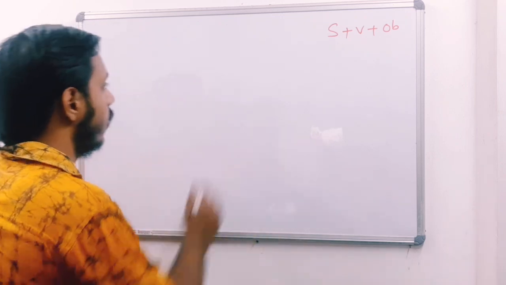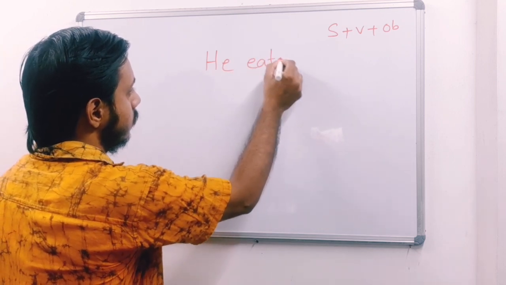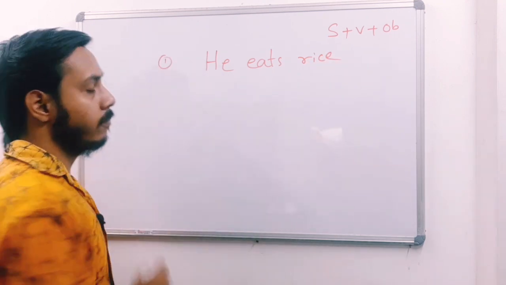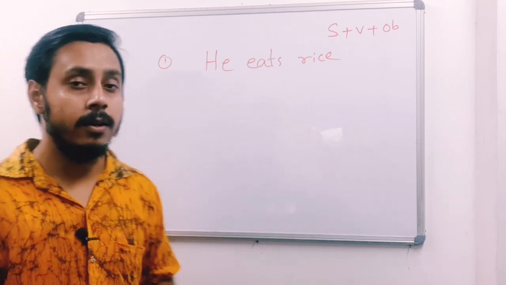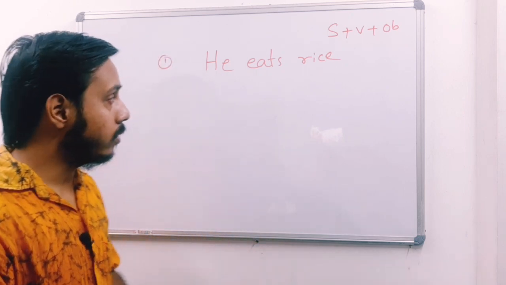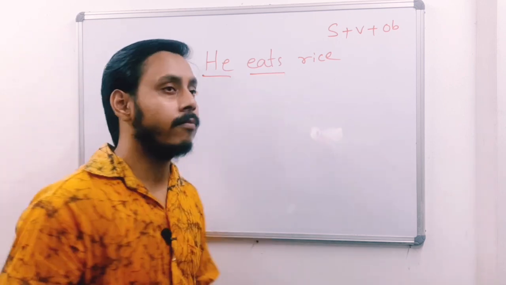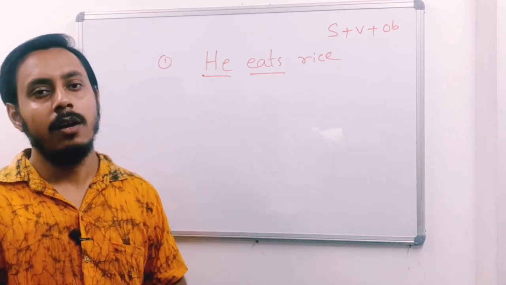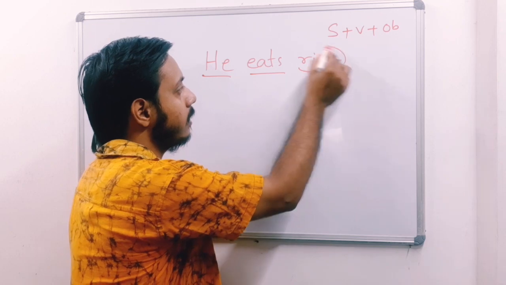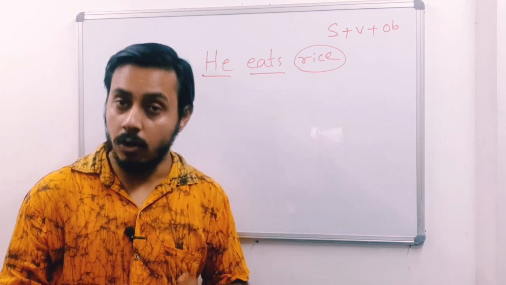First of all, he eats rice. He eats rice is a very basic example. Here he is the subject, we all know that. Eats is the verb, because eat means action. And the word after eat is rice. Now is rice an object or not?